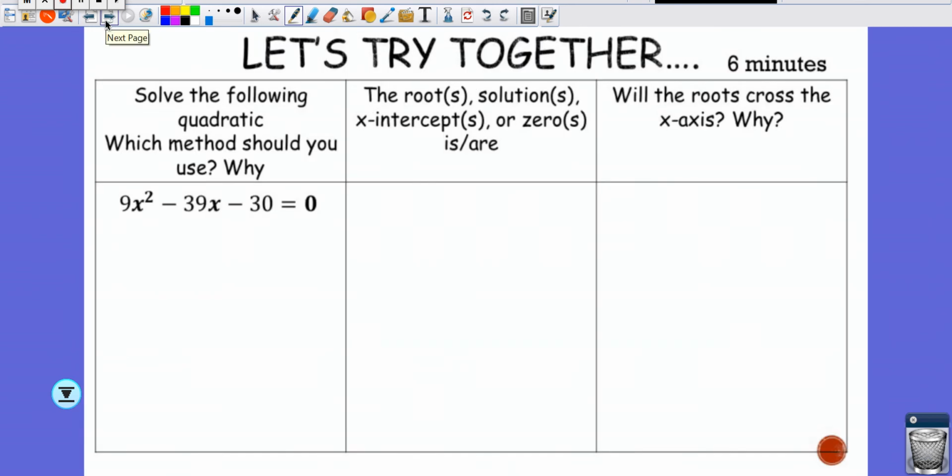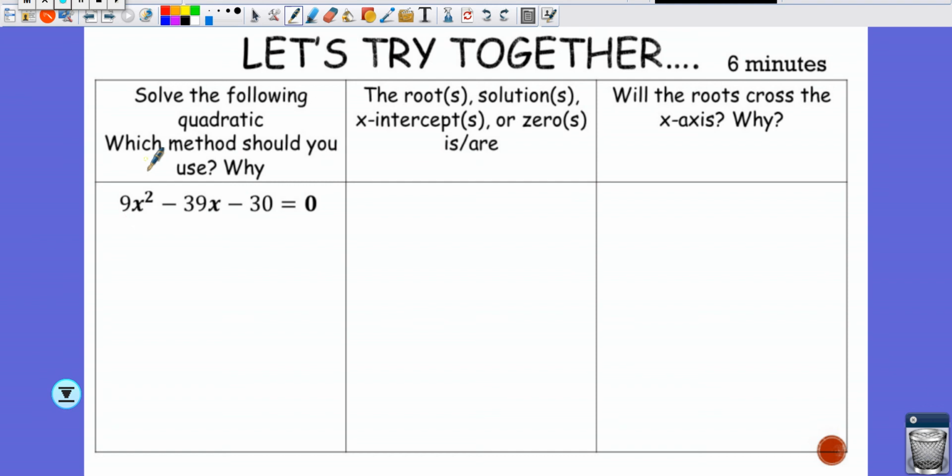It says solve the quadratic, and which method would you use? Okay, so if I'm dealing with this one, I need to solve this quadratic, and then I need to decide which method I'm going to use. Well, it's set equal to 0, so I'm just going to go with factoring, because I could go with completing the square, but I know factoring is going to be faster. So the first thing I want to pull out of here, I'm going to look at these numbers and determine if they have a greatest common factor in them.